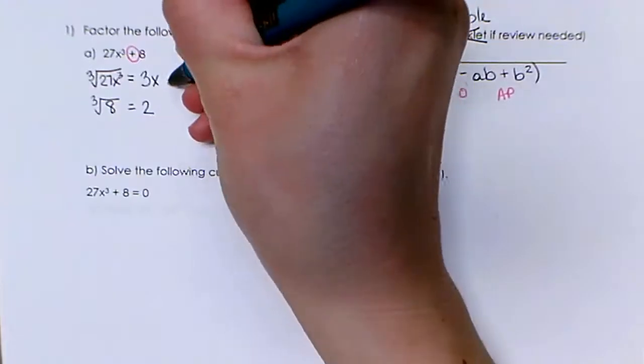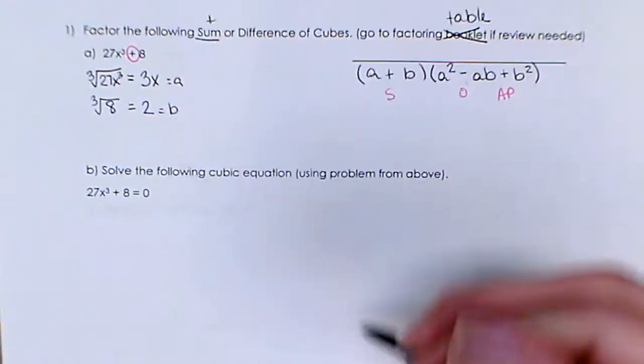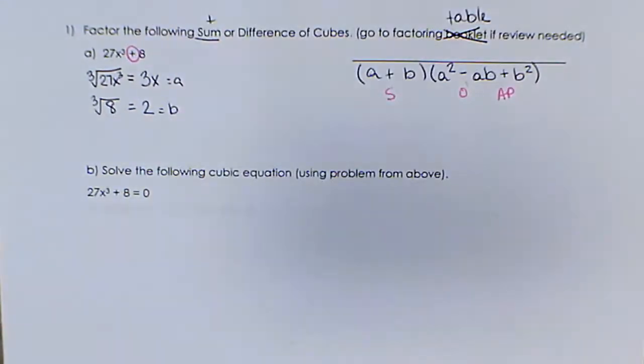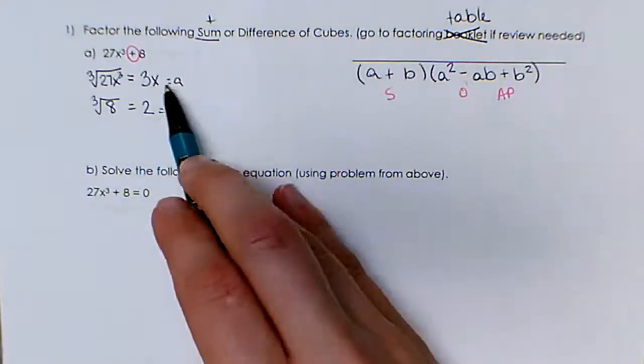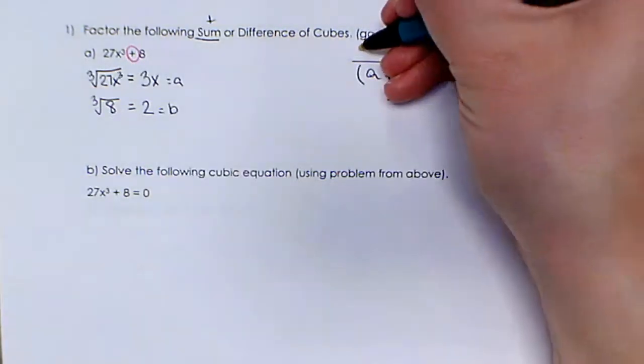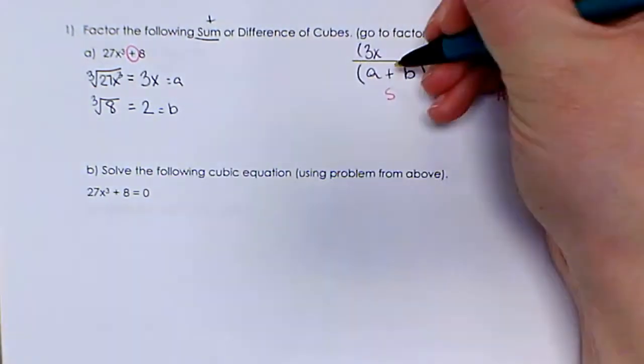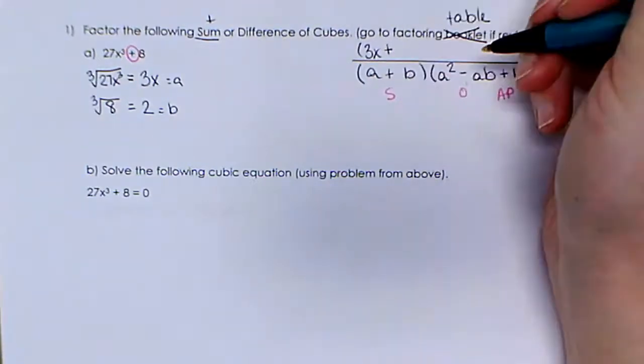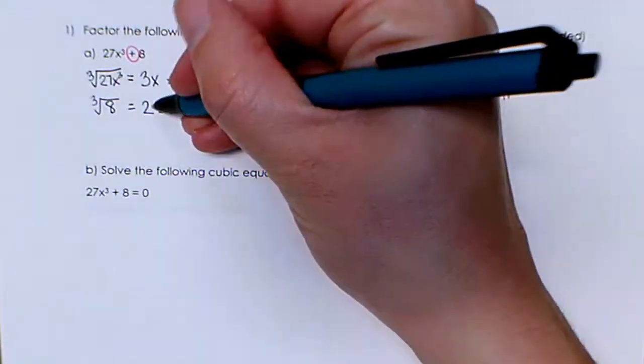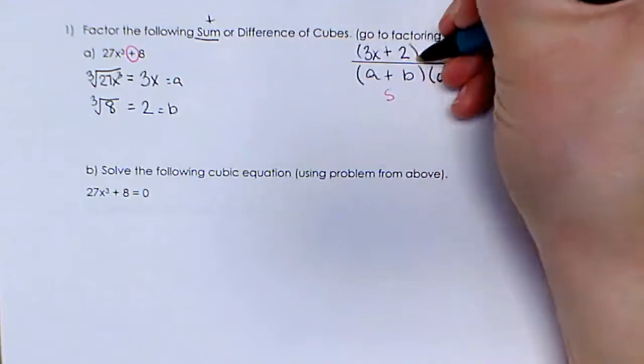So this is a, this is b. It's what you get when you cube root your first term and your second term. So a is 3x. I'm going to put that here. The same sign is a plus sign. My b is 2. Close my parentheses.